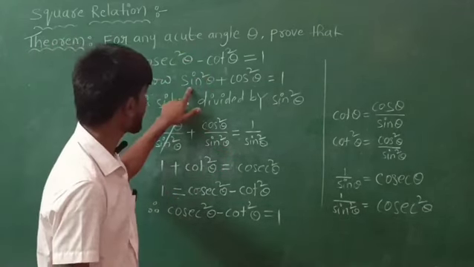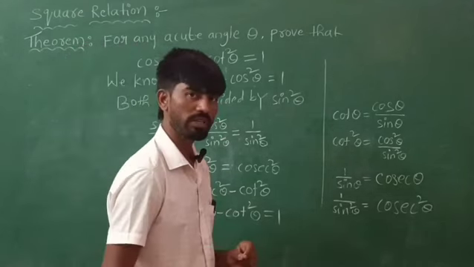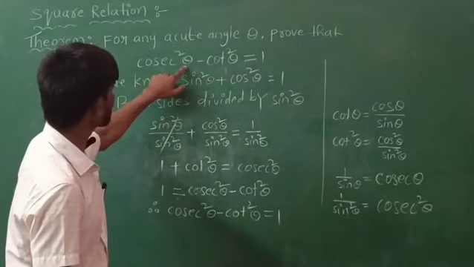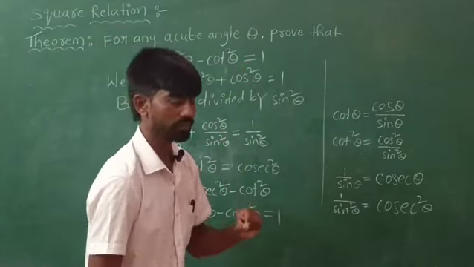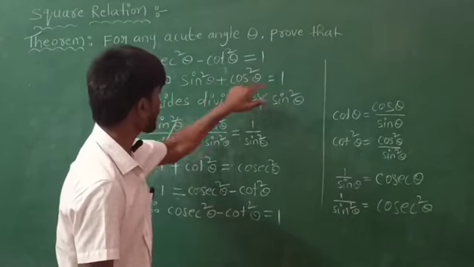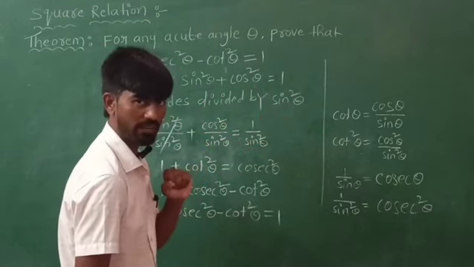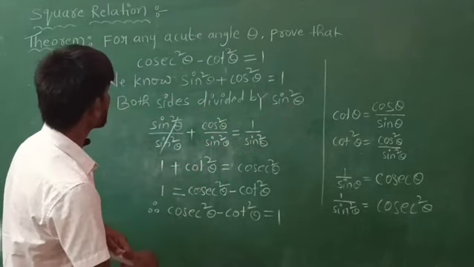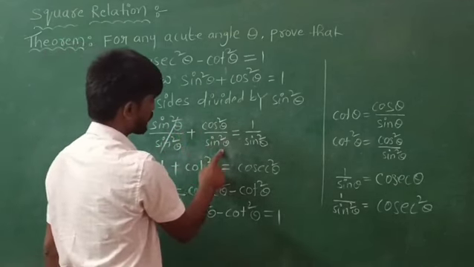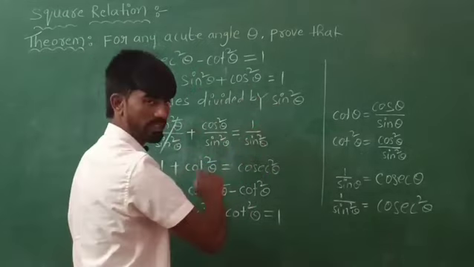Here we already know one identity of trigonometry: sin square theta plus cos square theta is equal to 1. Our intention is to show cosecant square theta minus cot square theta is equal to 1. So we take the identity sin square theta plus cos square theta is equal to 1 and divide both sides by sin square theta. Here sin square theta by sin square theta plus cos square theta by sin square theta is equal to 1 by sin square theta.